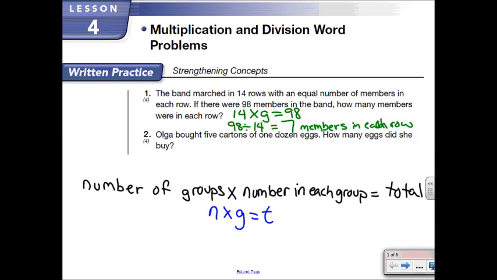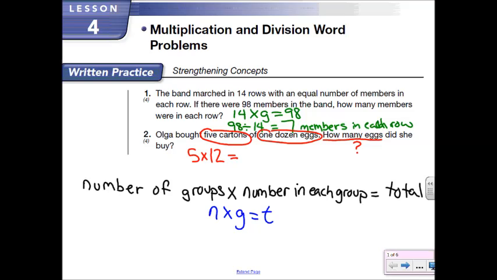Olga bought 5 cartons of 1 dozen eggs. How many eggs did she buy? So we have the number of groups, 5 cartons. We have how many are in each group, and we want to know how many total did she buy. So N is 5 cartons times 1 dozen eggs each, which, since we're asking how many eggs, I would turn dozen into 12. A dozen means 12. So 5 cartons, 12 eggs in each.